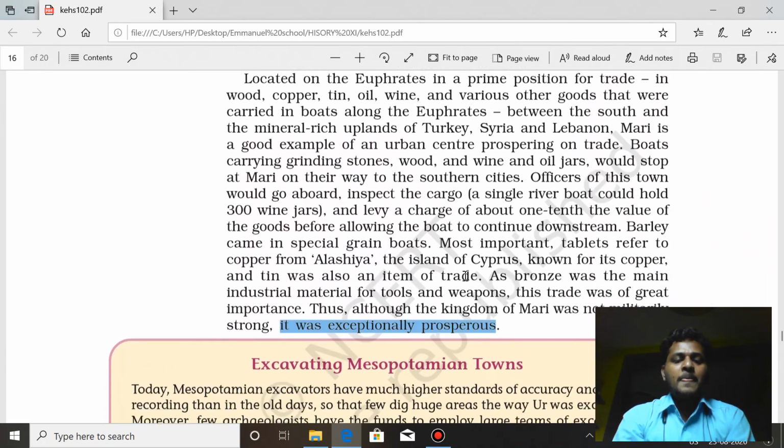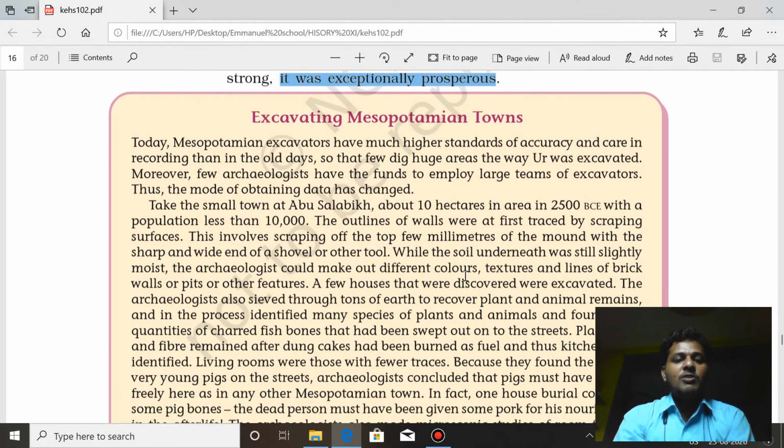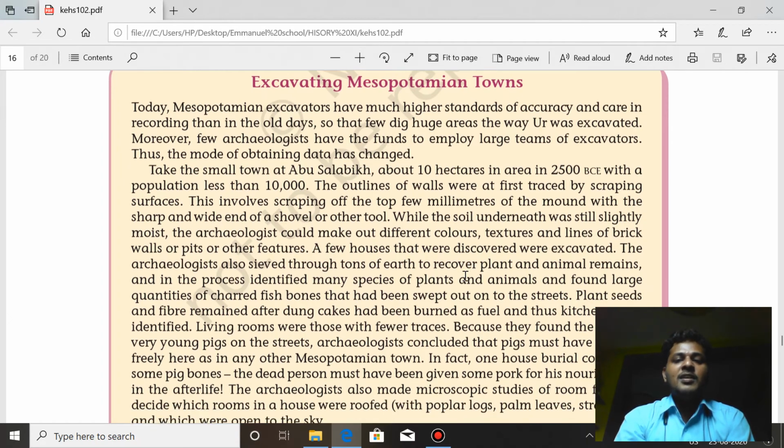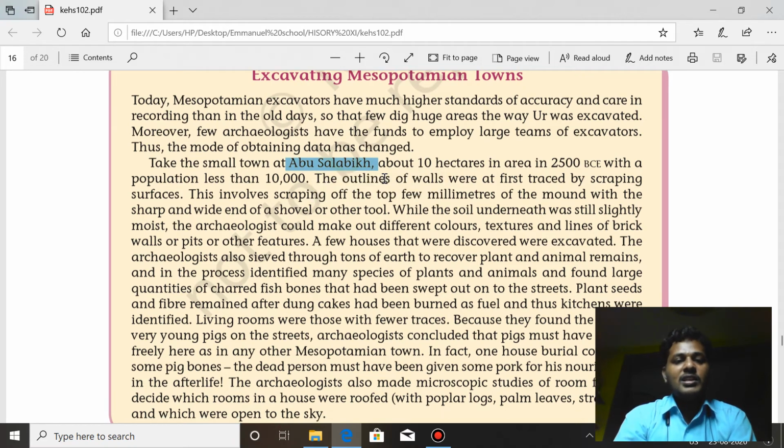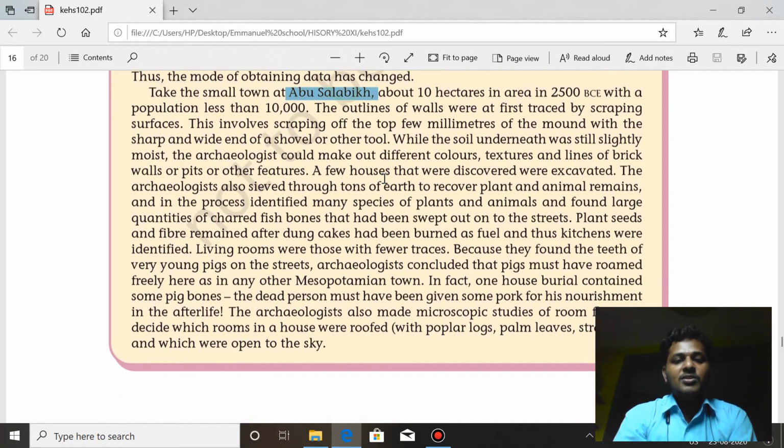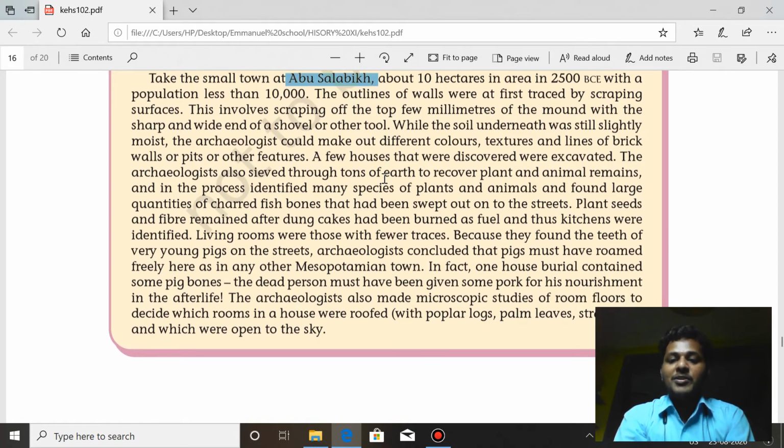And excavating Mesopotamian towns. See, this is a source given on how Ur in particular was excavated, and take the example of a small town called Abu Salabikh. This is the name of the town where they were excavating about a 100-acre area. So what are the things they excavated from there? The plant seeds, fish bones, plants and animals, and a lot of things.